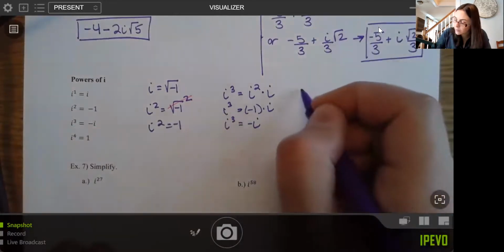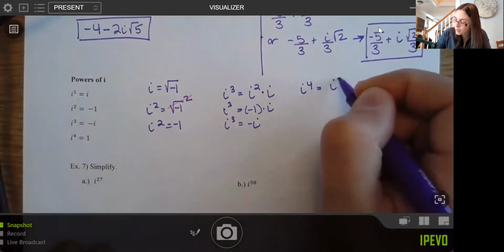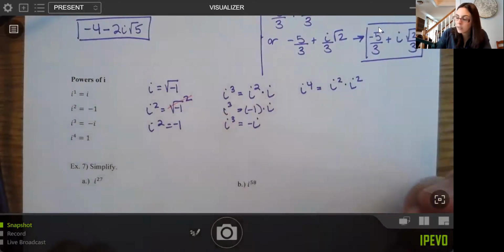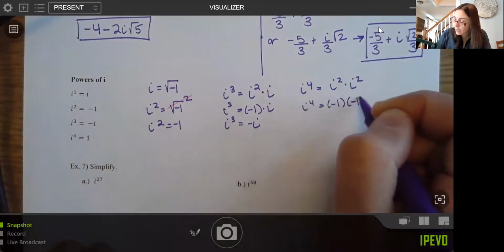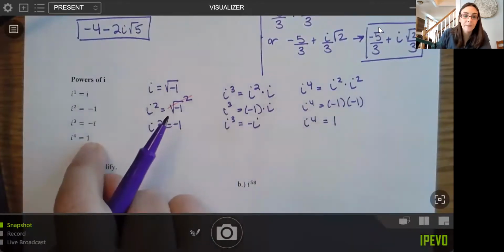And then for i to the fourth, well, i to the fourth is the same thing as i squared times i squared, right? Because I have 2 here and 2 here, that gives me 4 altogether. Well, i squared is -1 and i squared is -1, and -1 times -1 is +1.